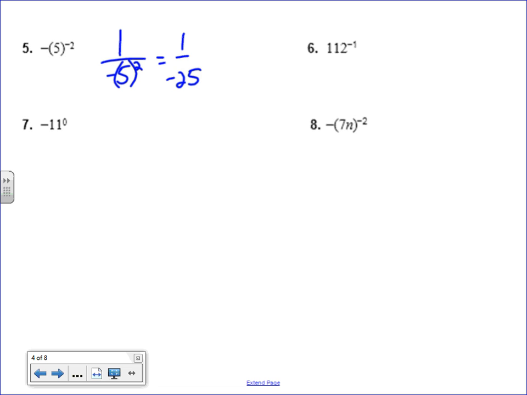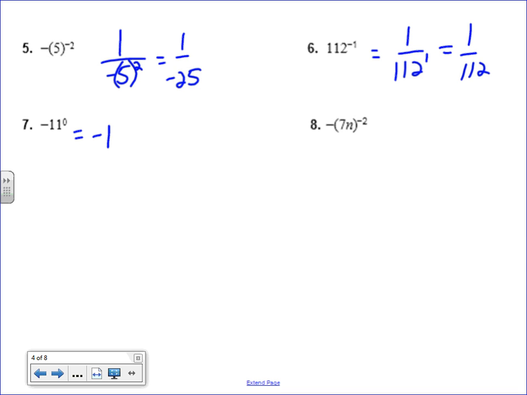Okay, how do I deal with this one? The -1, so to move that, I just simply move it to the bottom, and it'd be 1 over 12 to the first, which is really the same thing as just 1 over 12. Okay, for this one, we said anything to the 0 power is 1, but if I've got a negative out front, that would make this a -1.